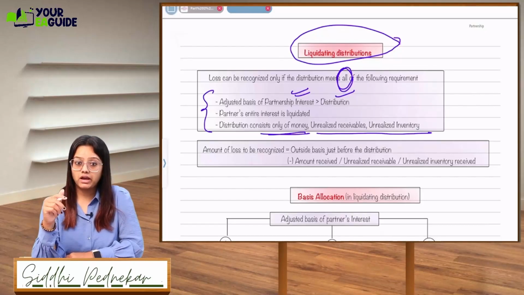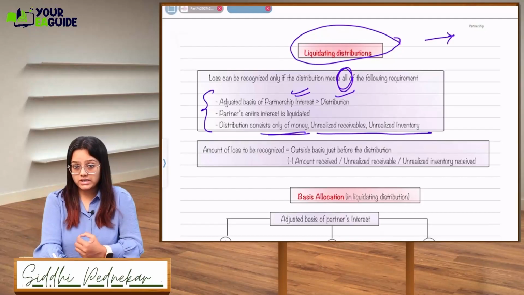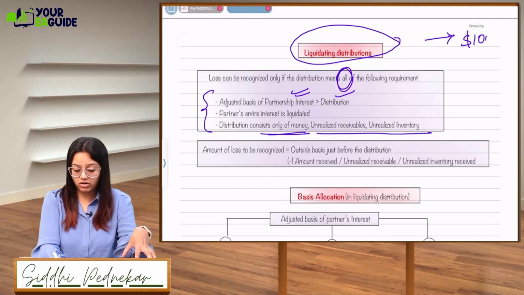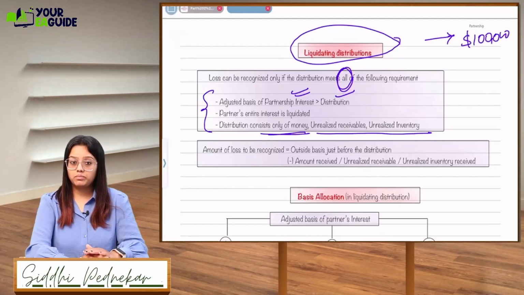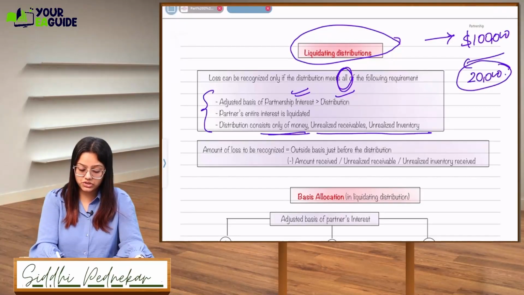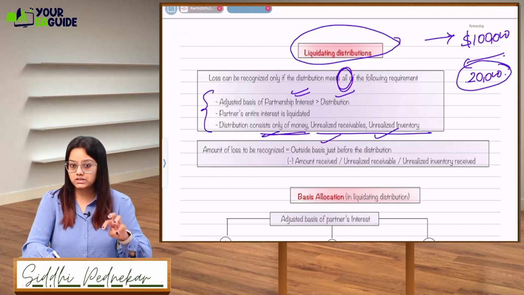Then only if you have a loss. What do you mean by loss? Let's say my basis in the partnership interest is still $1 lakh, and now the whole partnership firm is getting liquidated and I am going to receive only $20,000, and this $20,000 is in the form of cash or unrealized receivable or unrealized inventory. Okay, I am receiving this $20,000 against these three things.